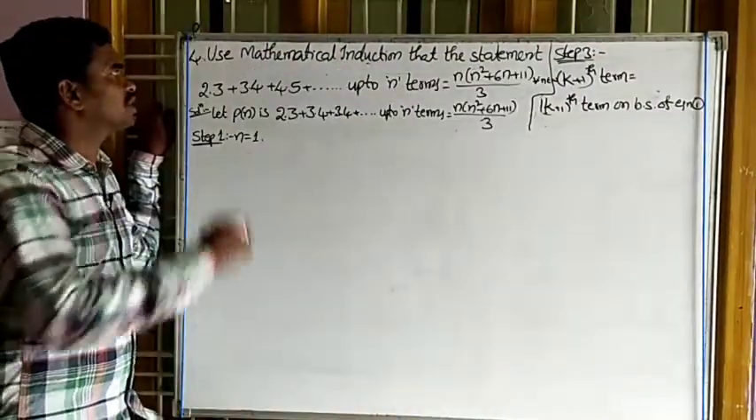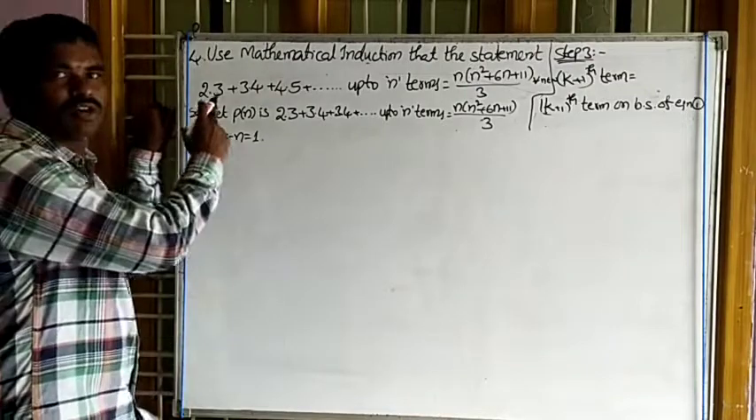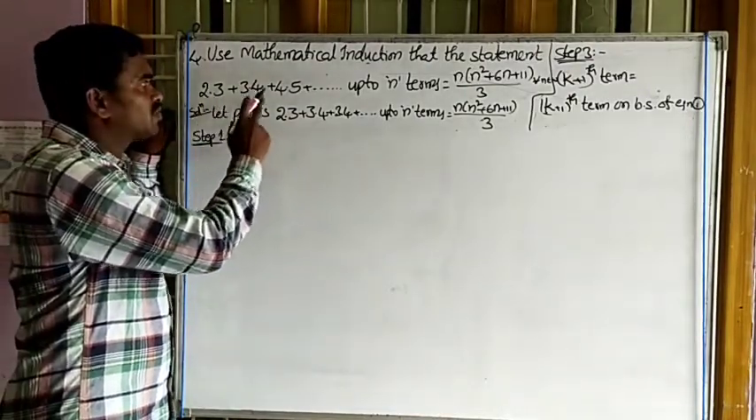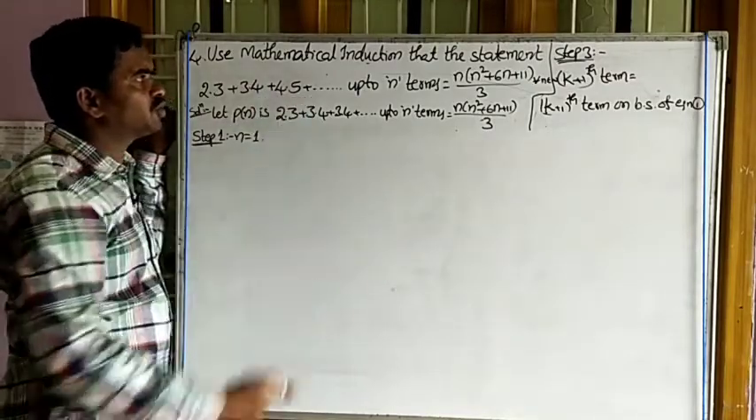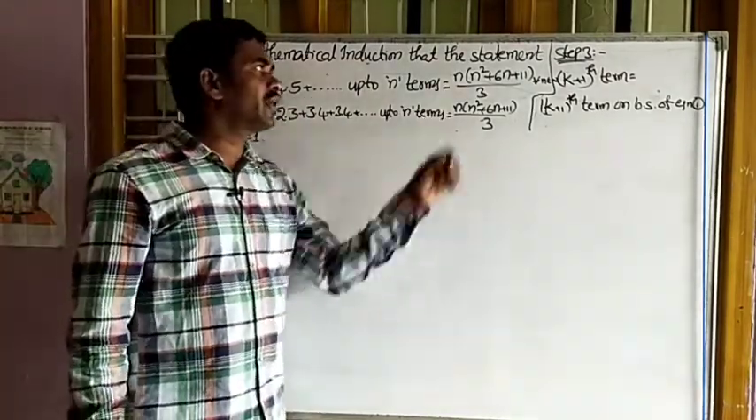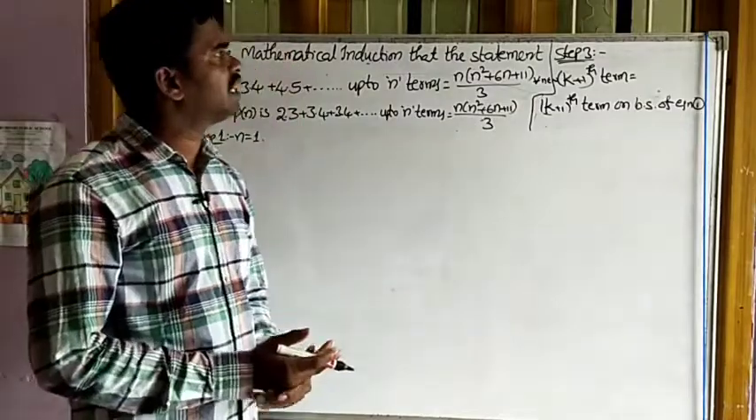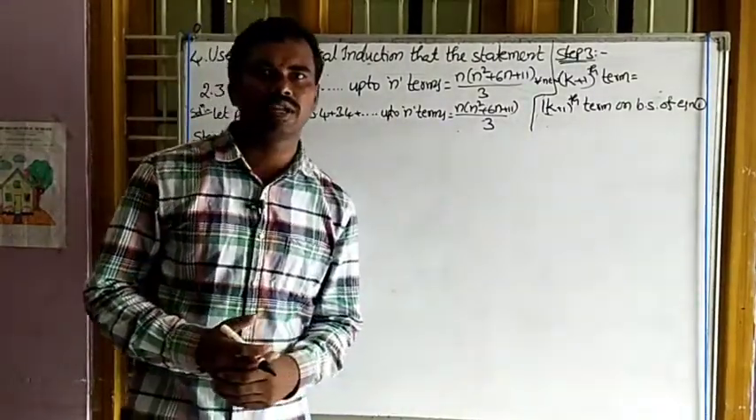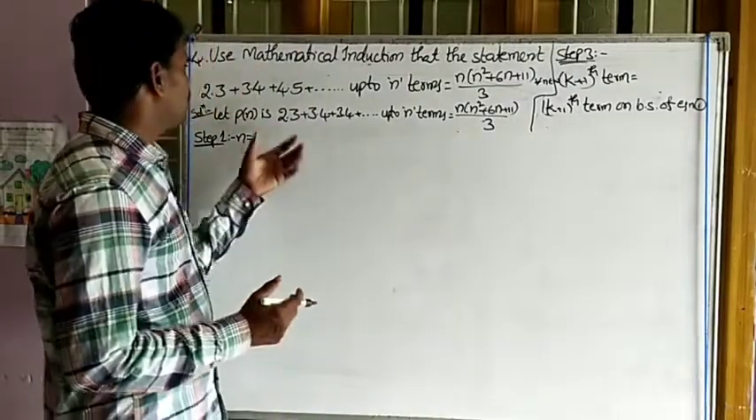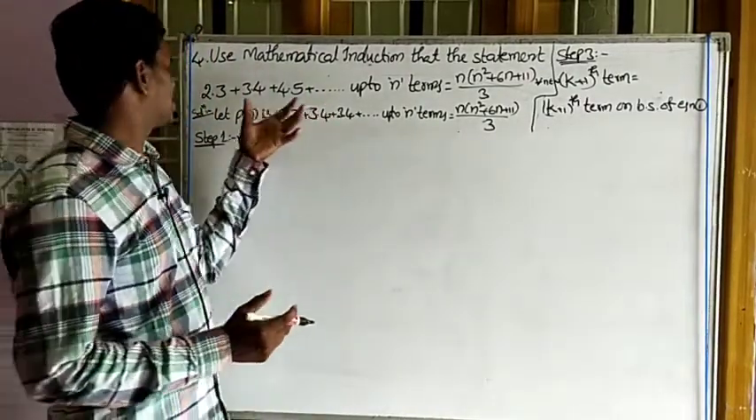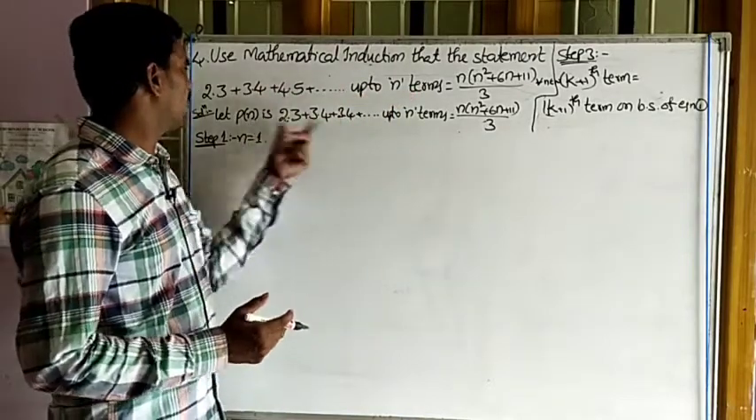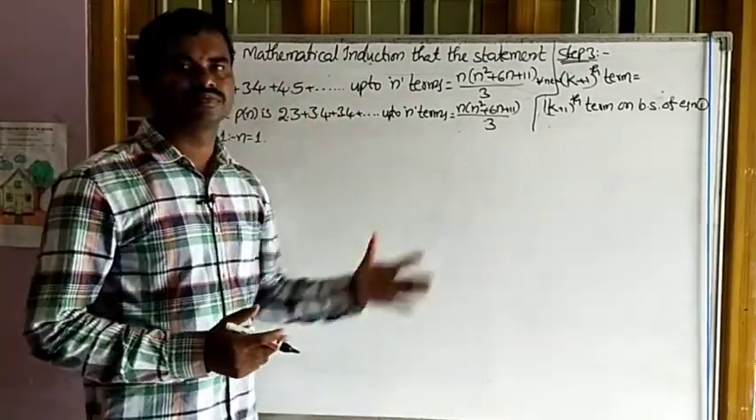Okay, fourth question. 2 into 3 plus 3 into 4 plus 4 into 5 plus so and so up to n terms is equal to n into n square plus 6n plus 11 by 3, is true for all n belongs to capital N. Okay. So here, first step as it is. What is the first step? Given question as it is given, let P of n be so and so.